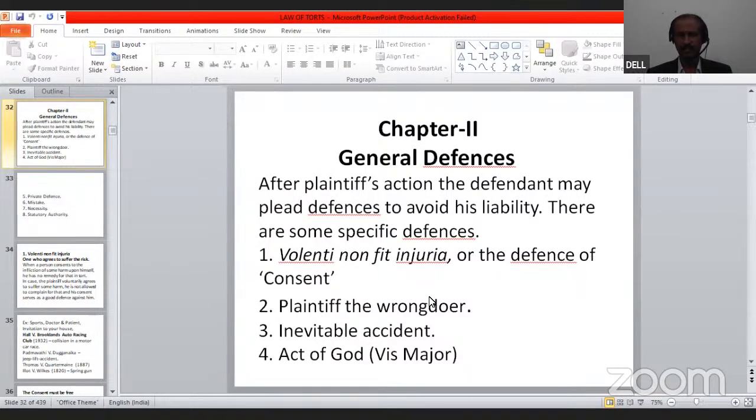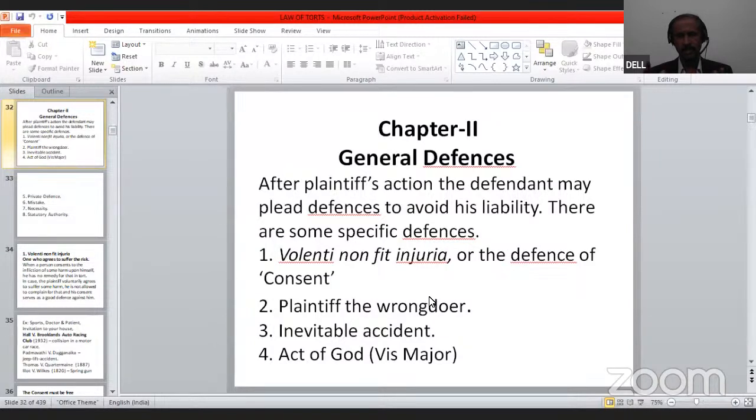There are some specific defenses. When you come to nuisance, there are effectual defenses and ineffectual defenses. In trespass, assault and battery, false imprisonment, there are some specific defenses. Trespass to land has some specific defenses. Like that, in various torts, we come across specific defenses to a wrong, and also in nuisance we have effectual and ineffectual defenses. But this particular chapter deals with the 8 general defenses available to a defendant, of course.